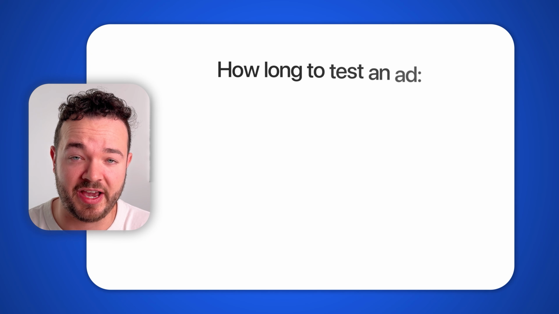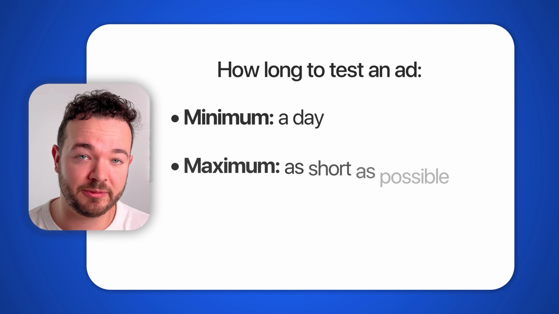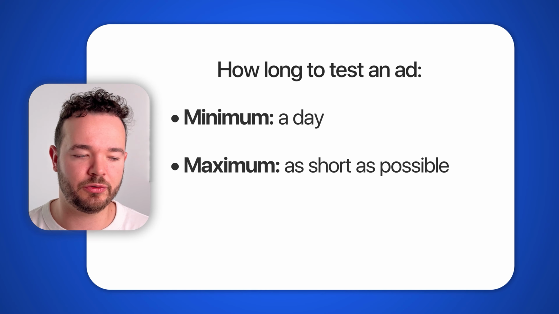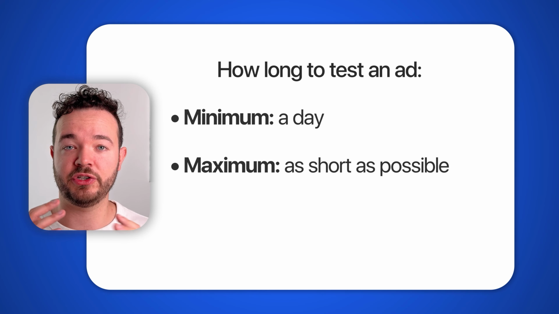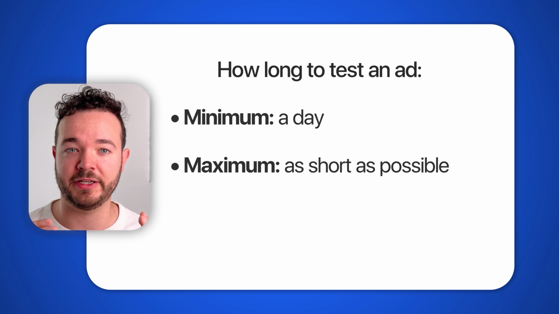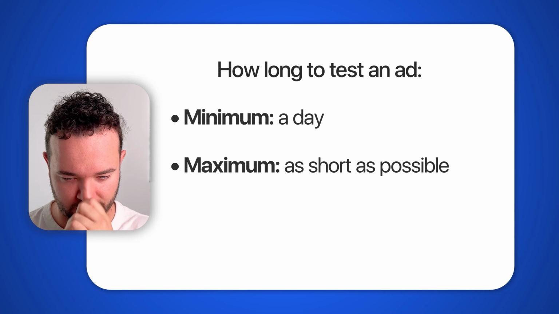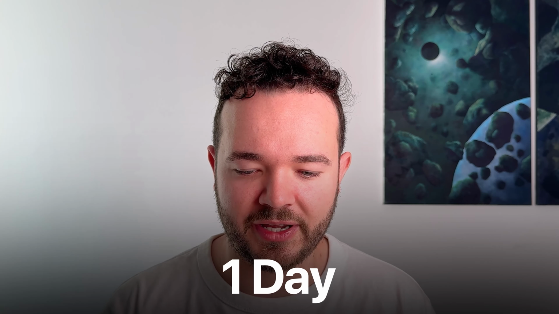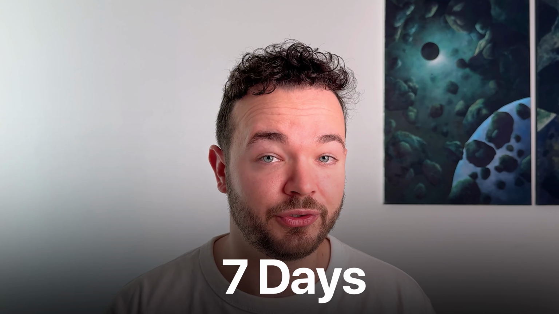Another common question that comes up is, how long should I test an ad for? Minimum, I'd say a day. Maximum, you want it to be as short as possible, because you want the fastest feedback loop so that you can improve your ads at a faster rate, which is what you want. How long does it take? It should be as minimum as possible, but you don't want to force spend on it, because then your results will be skewed. So it should be at least 1 day, and then maybe 3 or 4 days. Some people do 7 days, but I personally prefer a shorter amount of time, because then you can find out quickly and you can iterate more quickly as well.